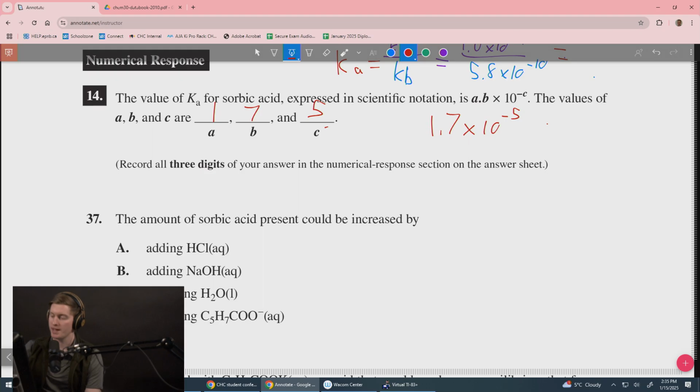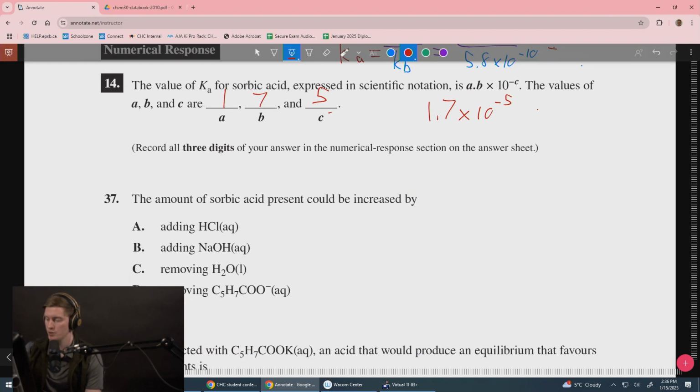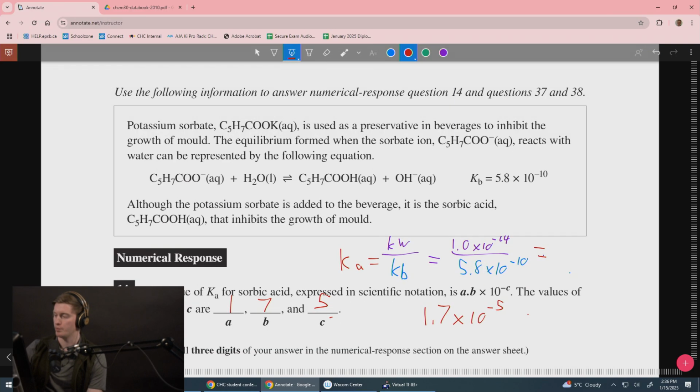The amount of sorbic acid present could be increased by doing what? Okay, well, let's take a look at these. Adding HCl, adding NaOH, removing H2O, removing your sorbate. Okay, let's take a look.